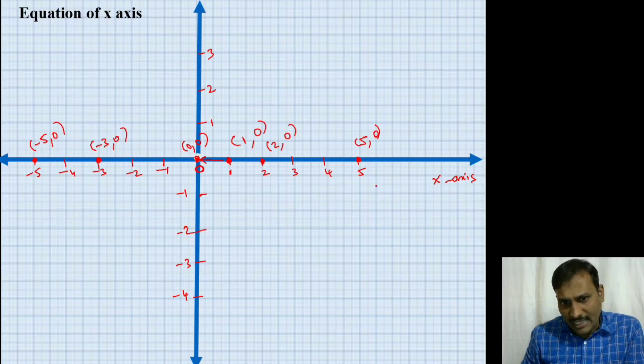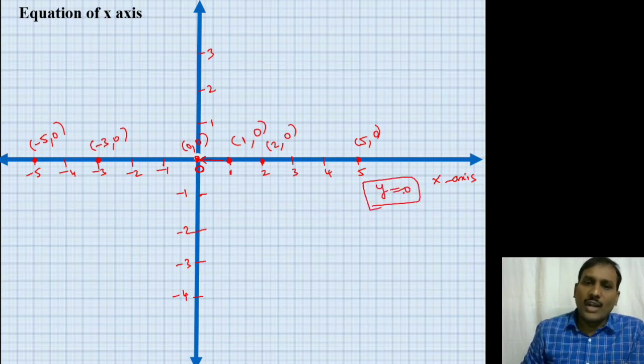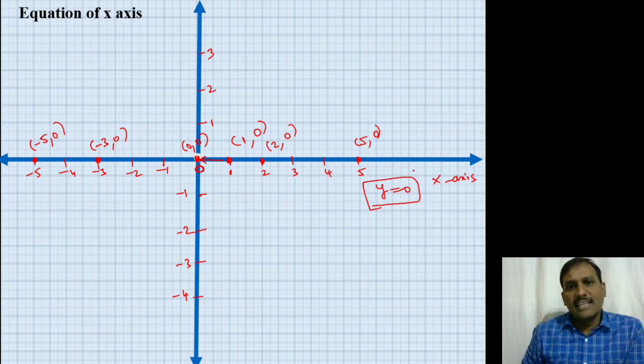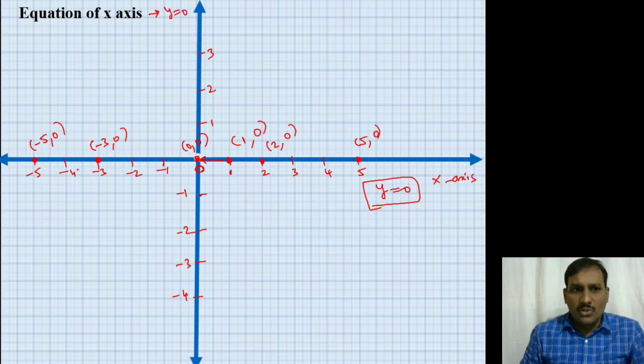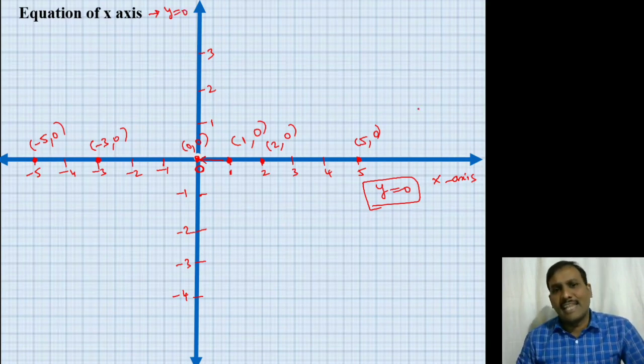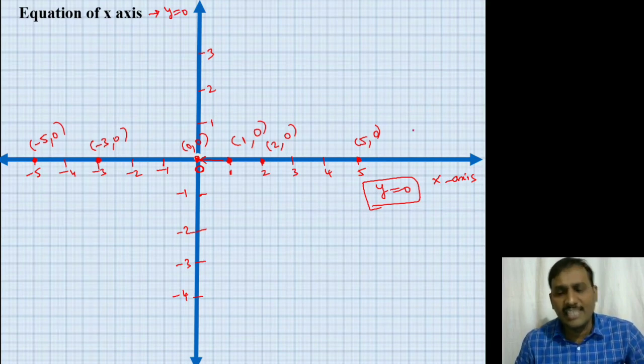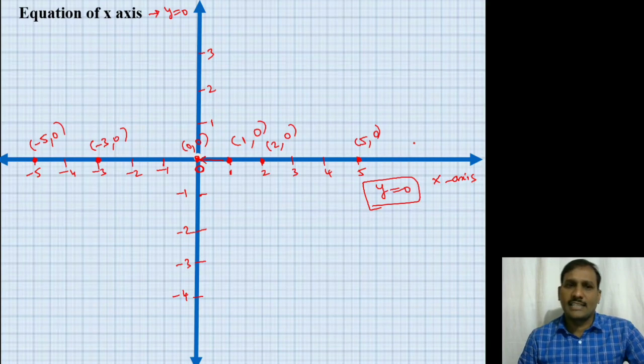So can I say this is y is equal to 0? Yes. So this y is equal to 0 is the equation of x-axis. Whatever point you take on x-axis, its y coordinate is 0. So y is equal to 0 represents the x-axis.